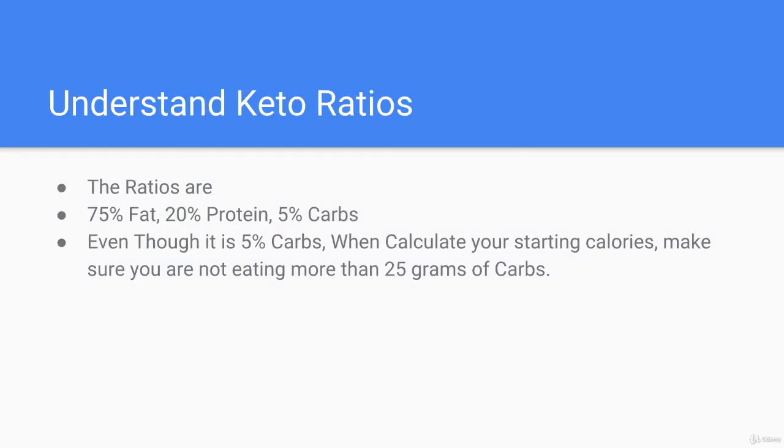So, again, we're going to talk about the ratios. The ratios for the ketogenic diet are 75% fat, 20% protein, and 5% carbs. And again, even though it says 5% carbs, if your carbs come out to higher than 25 grams, just set your carbs at 25 grams.